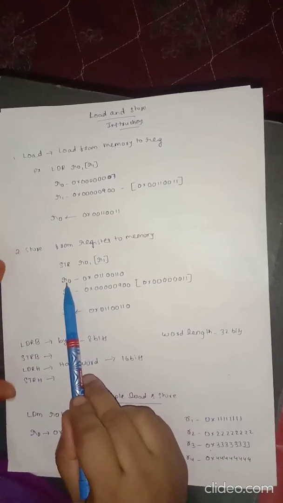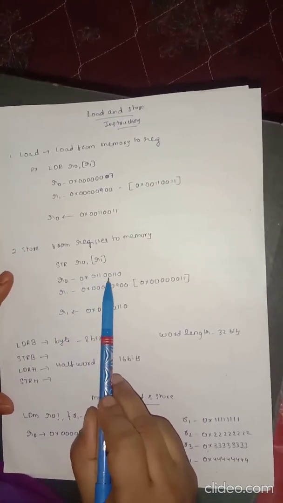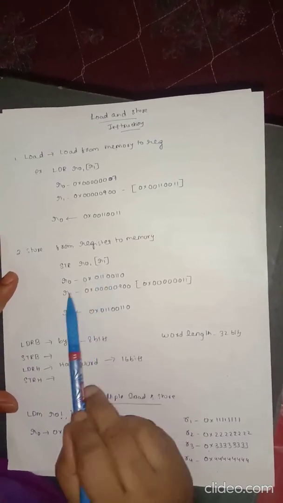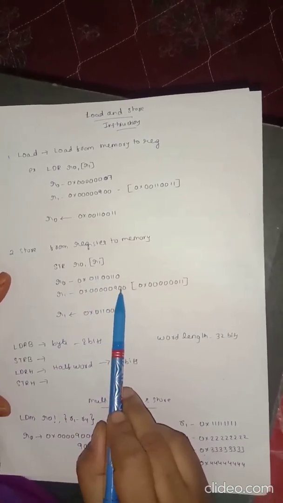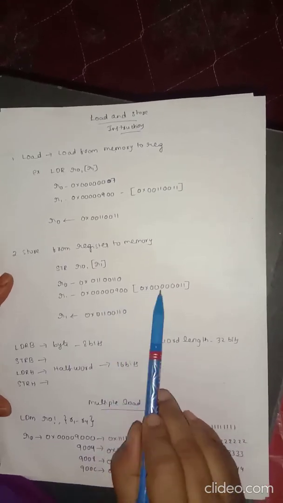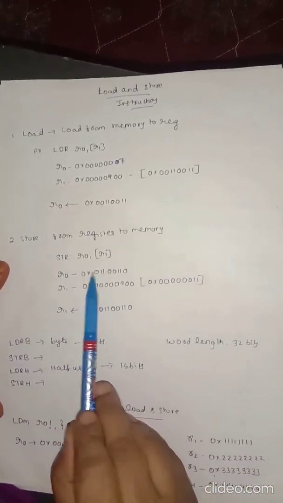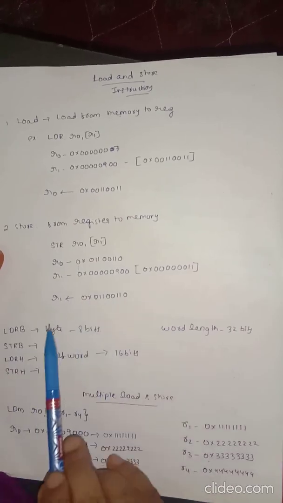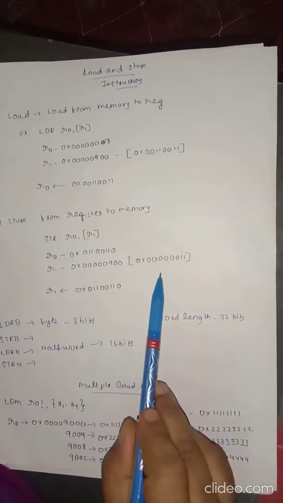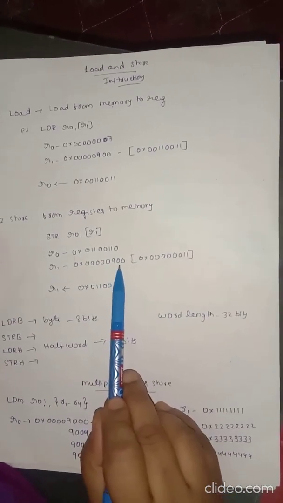Store is from register to memory. So in register R0 I am having 0011 0011. Now I want to store this data using R1, but R1 is pointing to some address. So I will go to that address. In that address I already have some data, that is all zeros. So first I will go to that location, then I will store the contents of R0 into the 900 location. So I am storing the contents of R0 to the memory location where R1 is pointing.